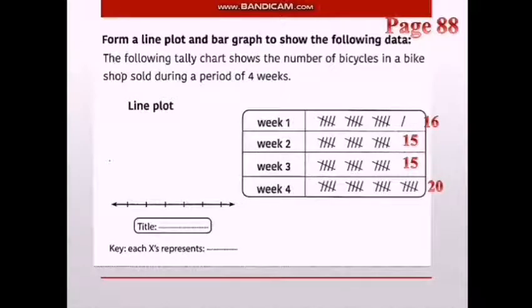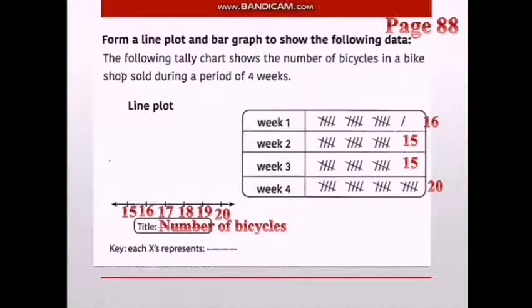First, I will write the title of this line plot. We said this line plot is talking about the number of bicycles, so the title is the number of bicycles. Then, to make the line plot, first we will look at the table we have, and we will write starting from the smallest number until we reach the greatest number. Here, the smallest number is 15 and the greatest number is 20. So here 15, 16, 17, 18, 19, and 20.